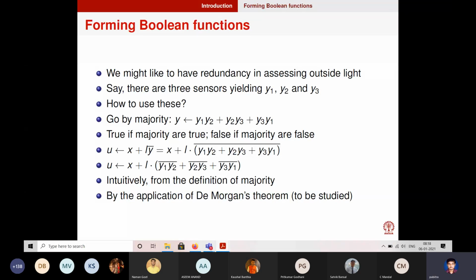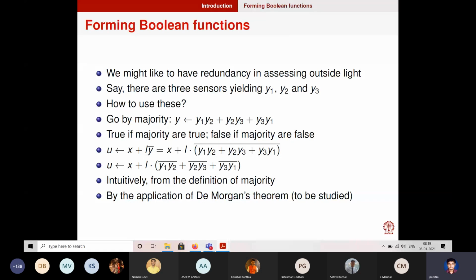So you look at this formula. So y is y1 dot y2, y2 dot y3, y3 dot y1. Okay. So what does this mean? This is an OR of 3 terms: y1 y2, y2 y3, y3 y1. So when will this expression be 1? If any of these terms, y1 y2, or y2 y3, or y3 y1, is 1. You know, the OR means if any one of the terms is 1, it is 1.